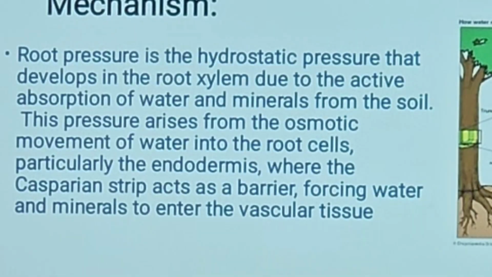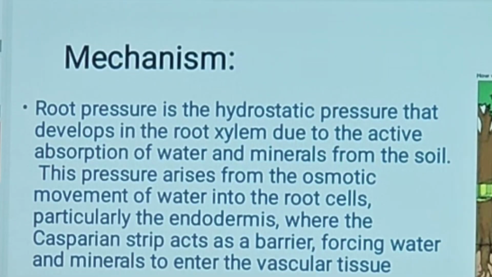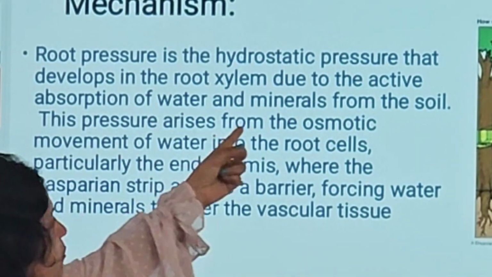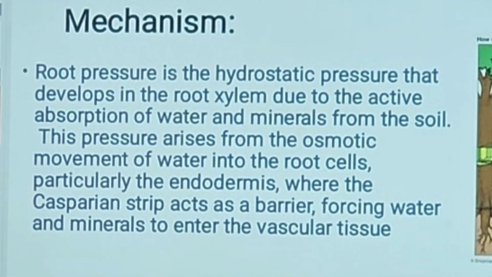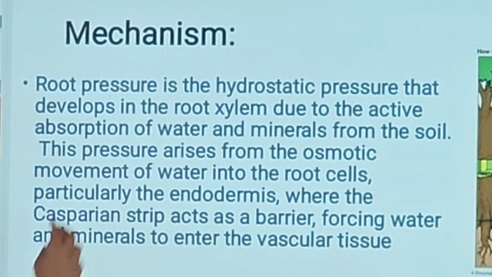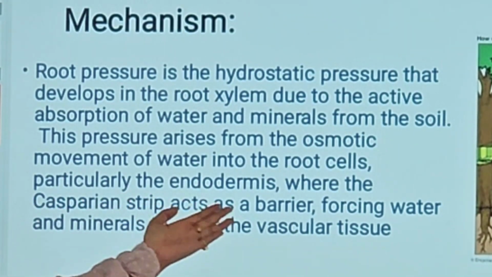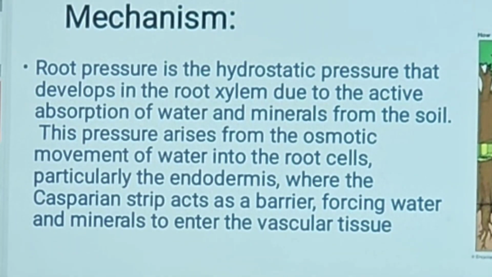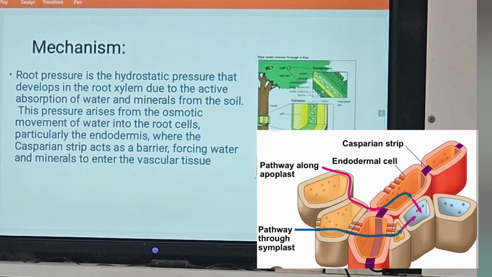Now let's know what is the mechanism of root pressure. As it is clear to you, it is the hydrostatic pressure that develops in the xylem vessel due to active absorption of water and minerals from the soil. And how does this pressure arise, now this is the question. This pressure arises from the osmotic movement of water into the root cell, particularly the endodermis, where the Casparian strips act as a barrier. As I explained to you in my previous class, water moves up to the endodermis by the apoplast pathway, that is the non-living pathway through the cortex.